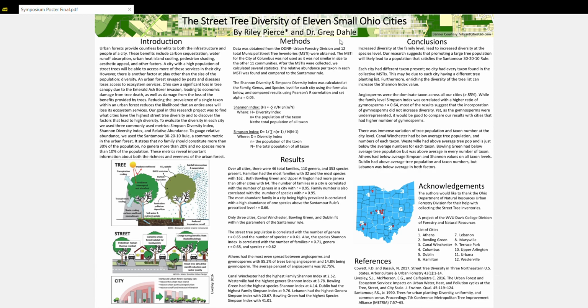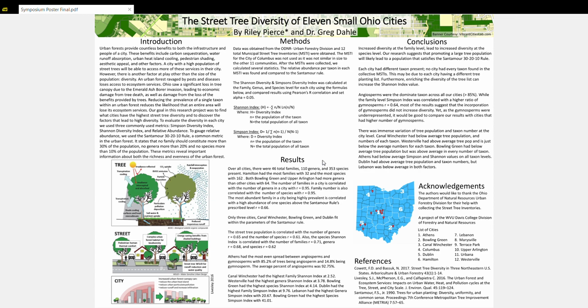The first was the Santamore 30-20-10 rule. It's a very common metric that has been used since the 1990s. It states that no family should constitute more than 30% of the population, no genera more than 20%, and no species more than 10%. We also use the Shannon Index, and you can see the formula here, and the Simpson Index, which you can also see the formula of. So with that said, let's look at what these three metrics and more we got into our results.